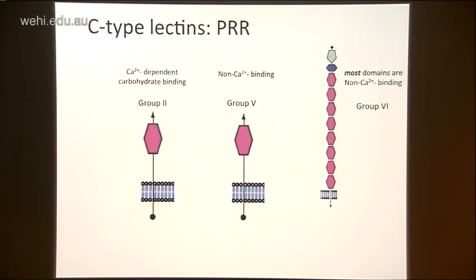Okay, so the first conceptual division about all these lectins is to focus on the type of structure that they have and the ligand that they bind. So this gives basis to this group 2, 5, and 6 division.